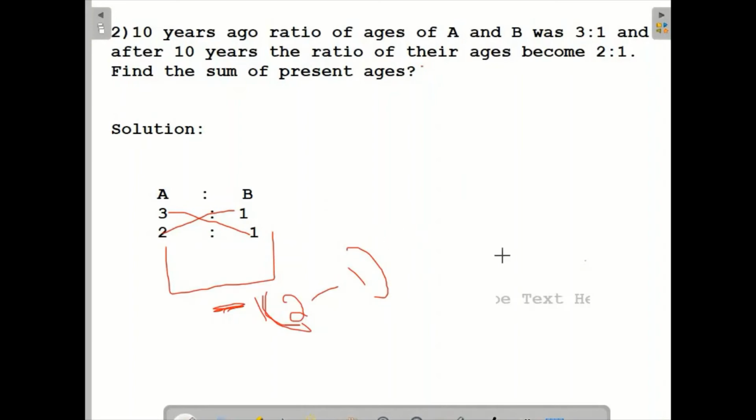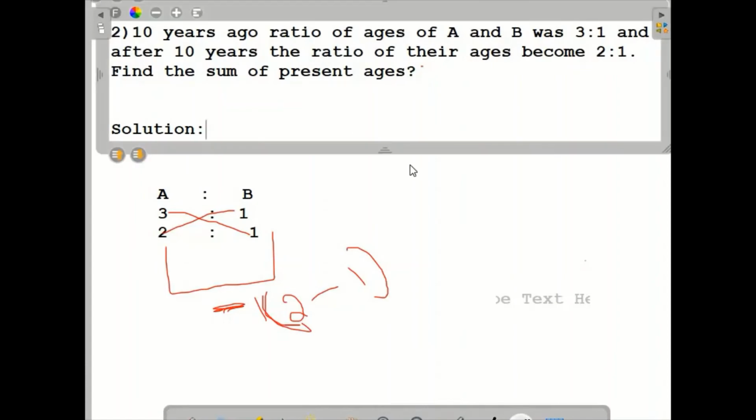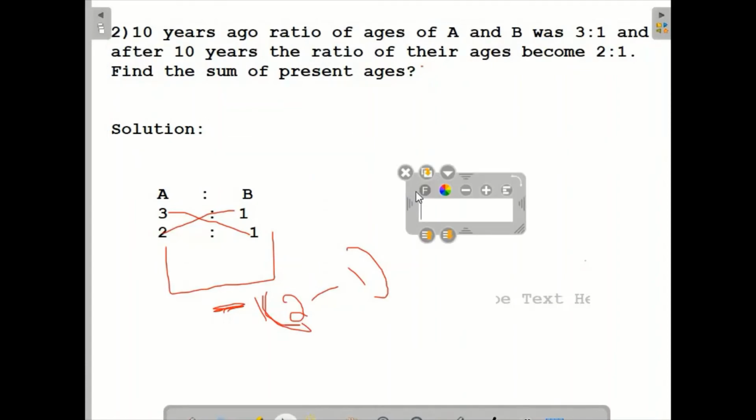Okay, so given total 10 years and 10, so we take it as 12. So they totally given 12 years. 10 plus 10 it's 20 years. First they given 10 years, and next they have mentioned 10 years. So totally it's 20 years.